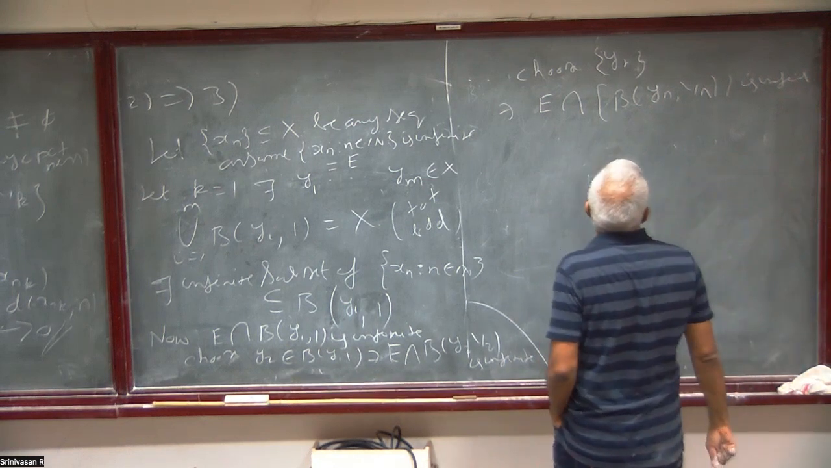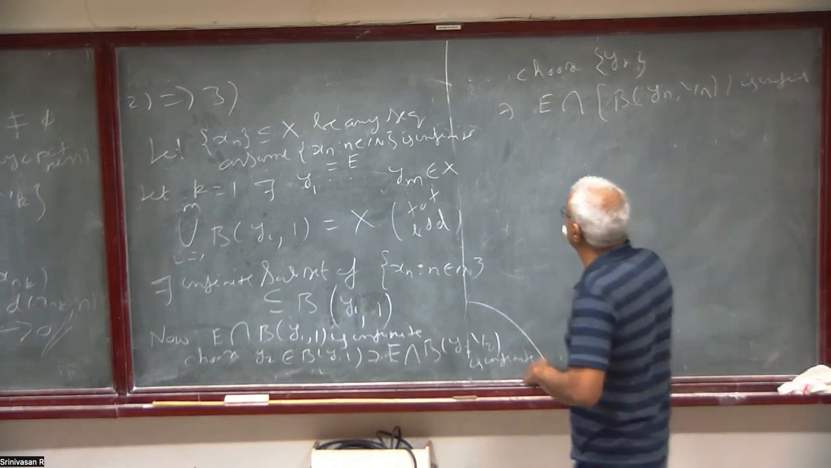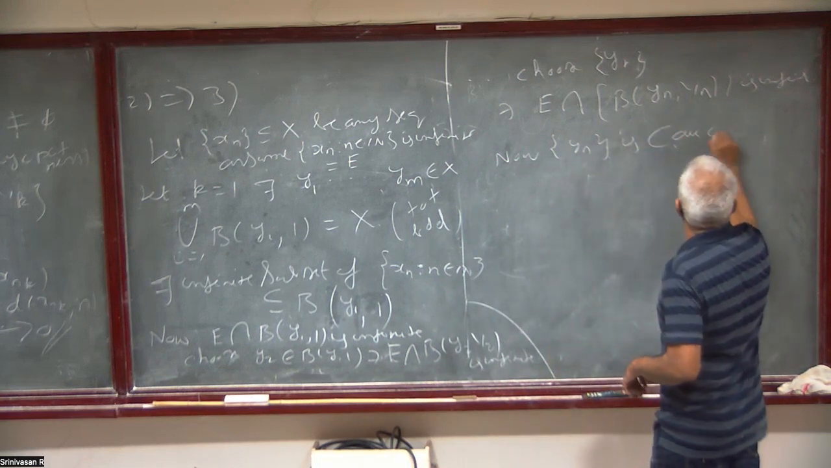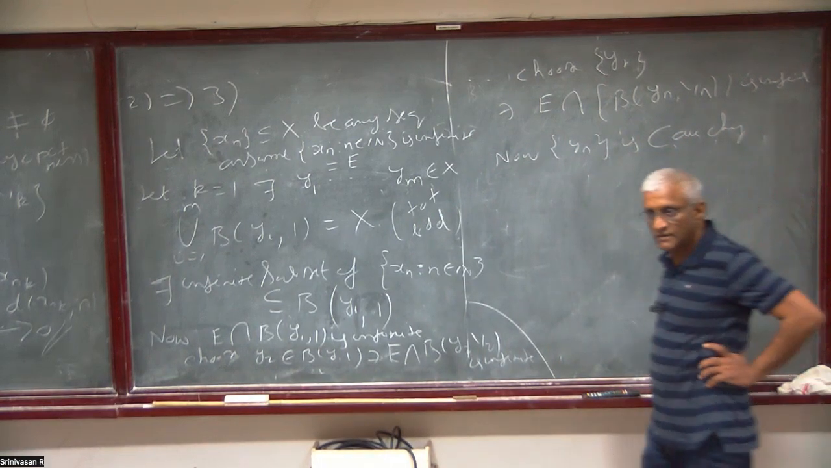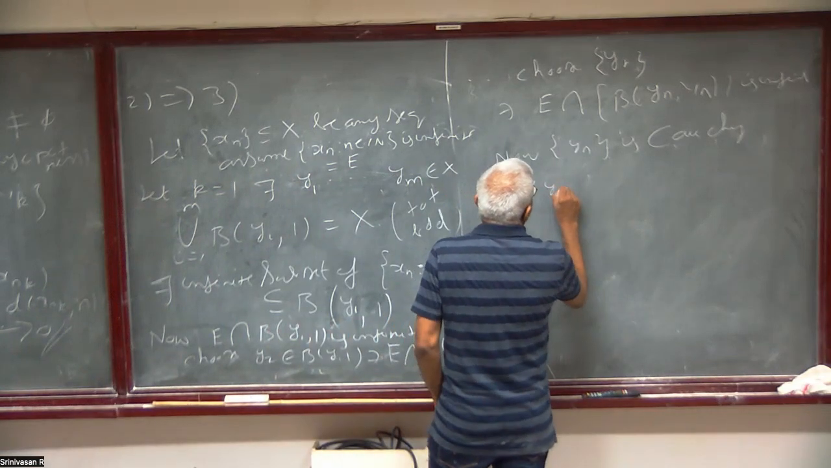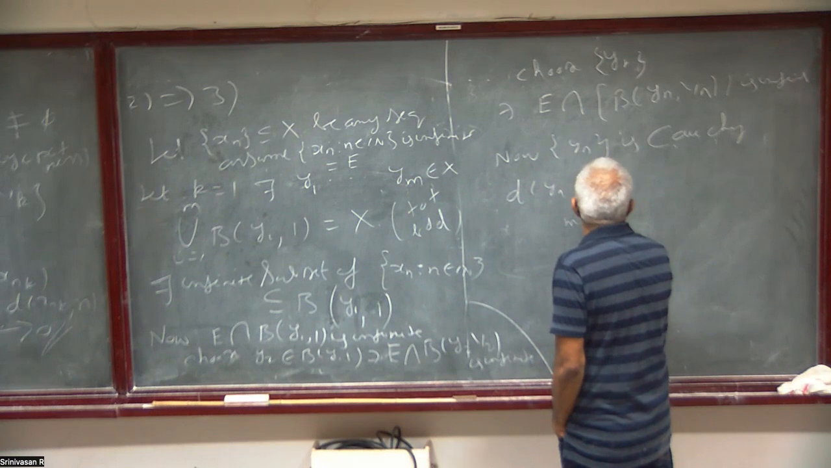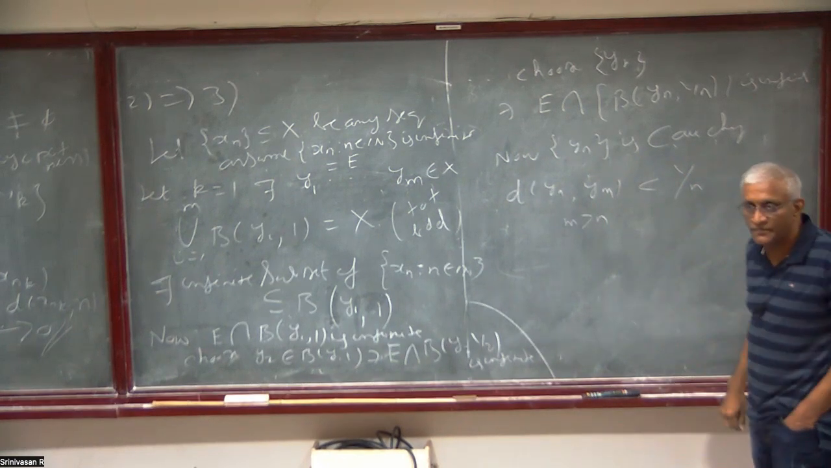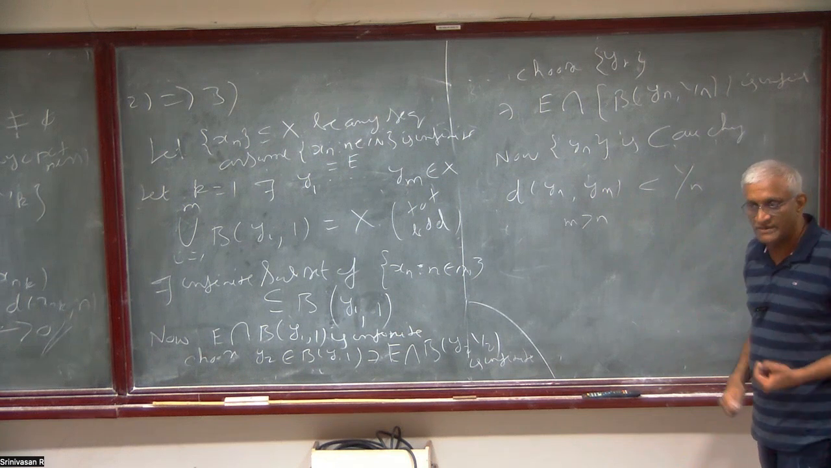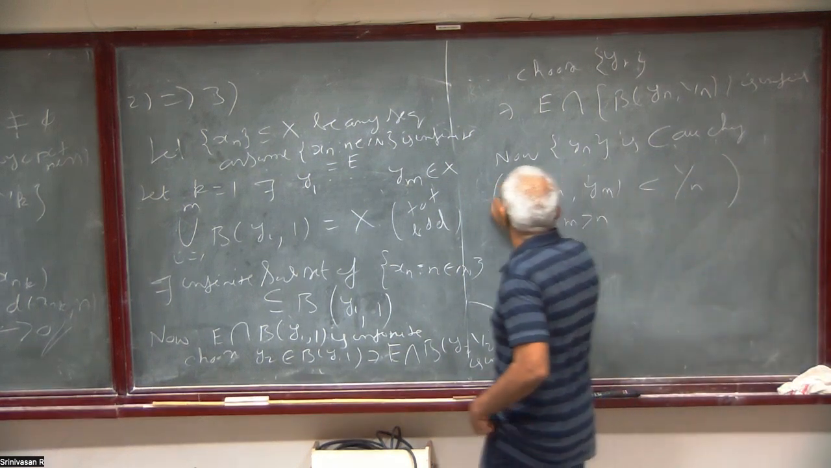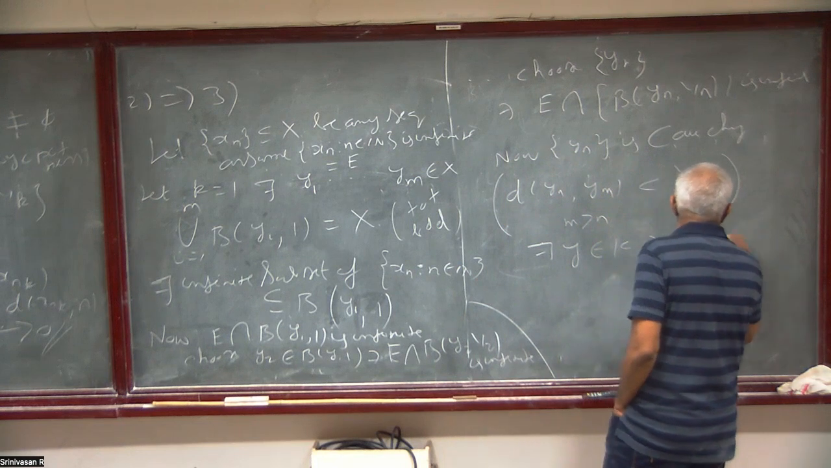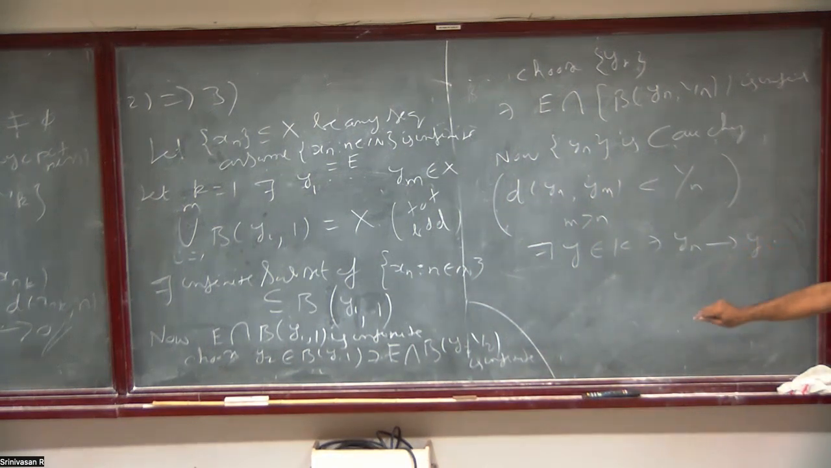Now the point is, what did we assume? Now this sequence yn is Cauchy. d(yn, ym), assume that m is greater than n. So this is less than 1/n, right? So this is Cauchy. Now this yn is Cauchy, so there is a y in X such that yn converges to y because it's complete. We have used total boundedness, we have used completeness.